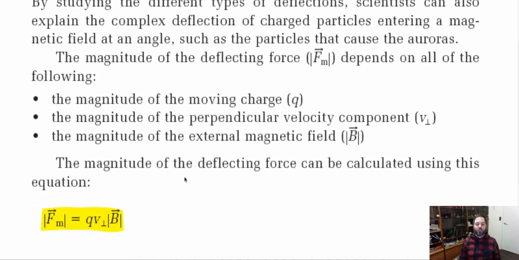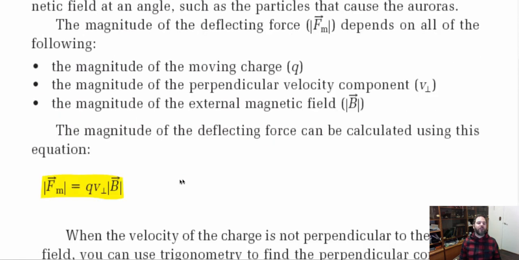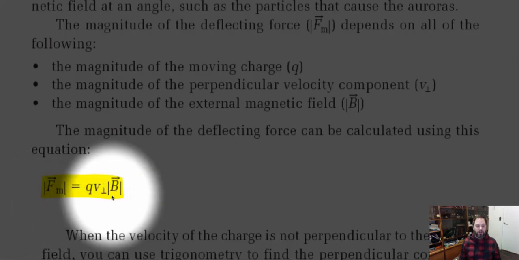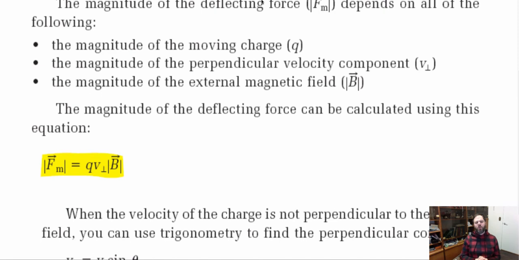So the magnitude of the deflecting force can be calculated using this equation here. Now you might be wondering, what happens if the charge enters the magnetic field but is not perpendicular to it? How do I do calculations then, since it says the velocity needs to be perpendicular? Well, in that case, we're going to break down the velocity of the charge into two components. We're going to break it down so we can find the perpendicular speed of it to the magnetic field.